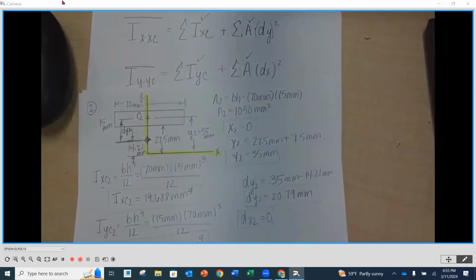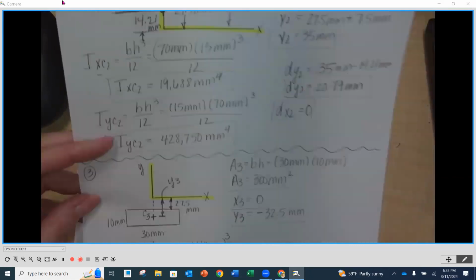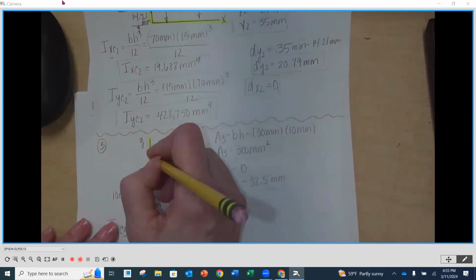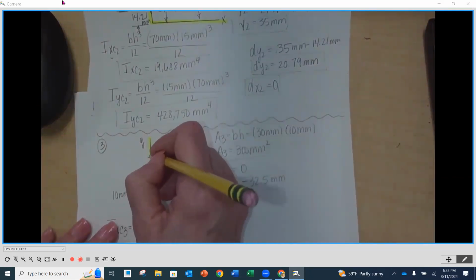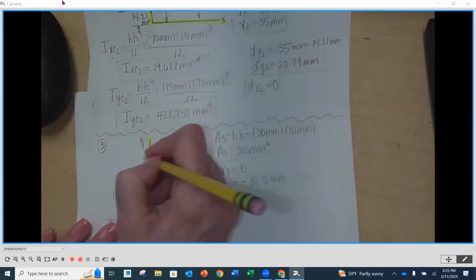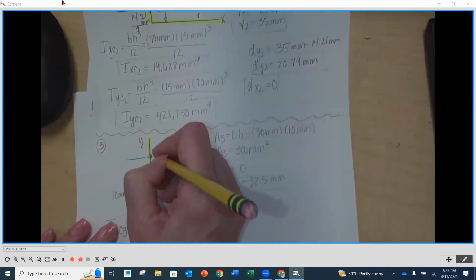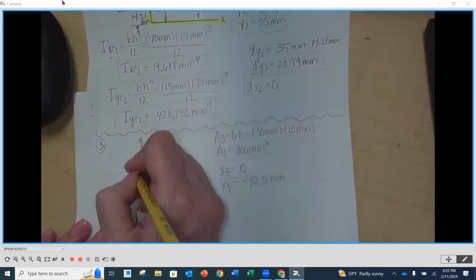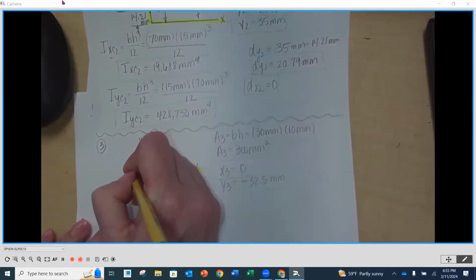Then we have to do it one more time for shape number 3. So shape number 3, our centroidal axis went up a little bit from here to here. We know this dimension is that 14.21 millimeters.